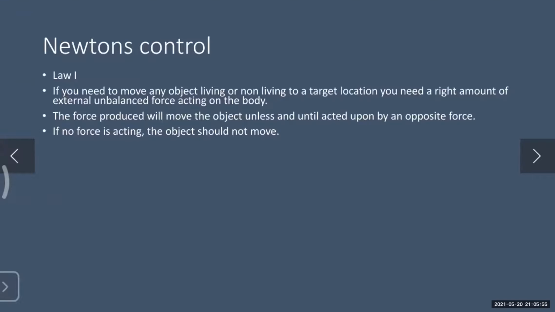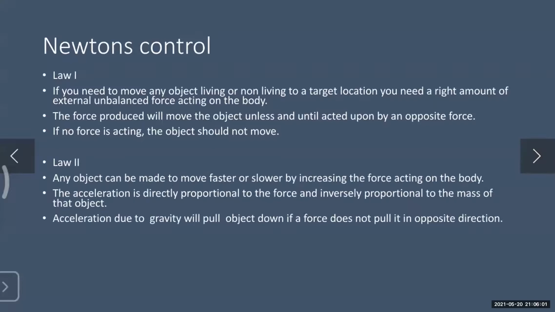That force is equal to mass into acceleration. Okay, that's great. So any object can be made to move faster or slower by increasing the force acting on the body. The acceleration is directly proportional to the force and inversely proportional to the mass of the object. That is, the speed at which it moves is directly proportional to the force with which it is being pushed and inversely proportional to the mass of the object.